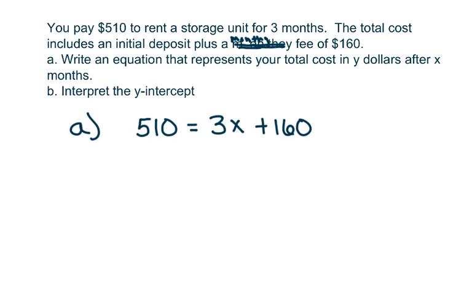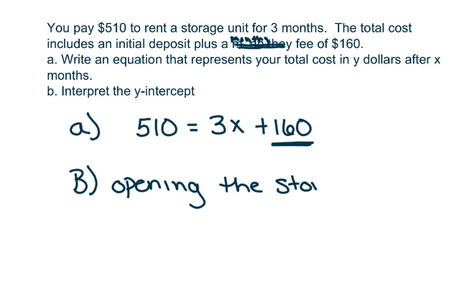Now it tells me, what does the y-intercept represent? Okay, so the y-intercept is this 160. So that's the amount you pay in order to set up your storage unit. So just to open up the unit, you're going to have to pay 160 plus whatever it costs to rent it for a month. So essentially, that 160 is just opening the storage unit account.